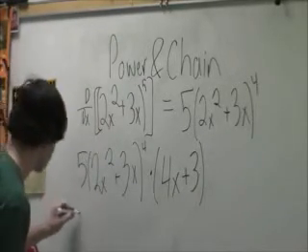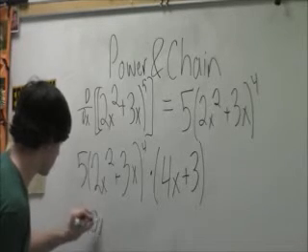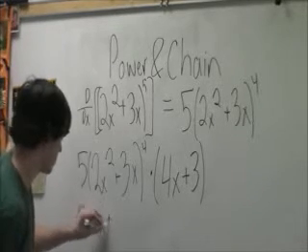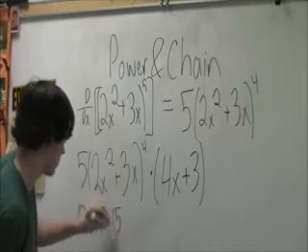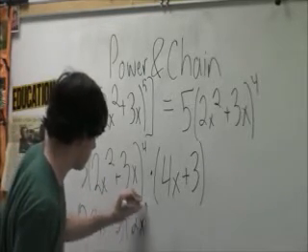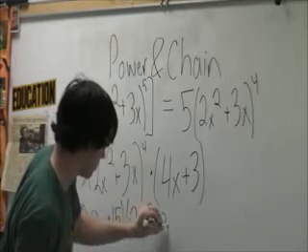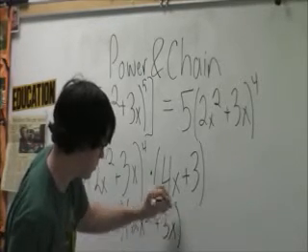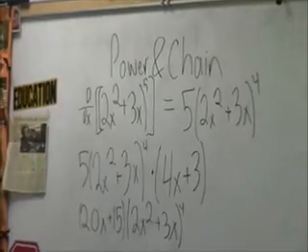So that should equal (20x plus 15) times (2x squared plus 3x), all raised to the fourth. And that's it. Simple as that.